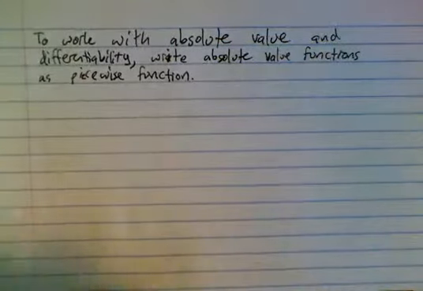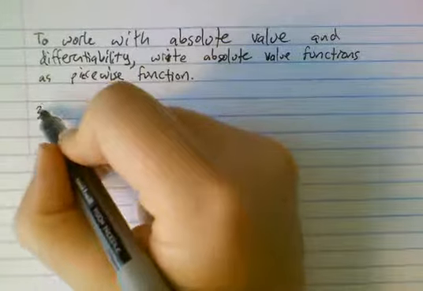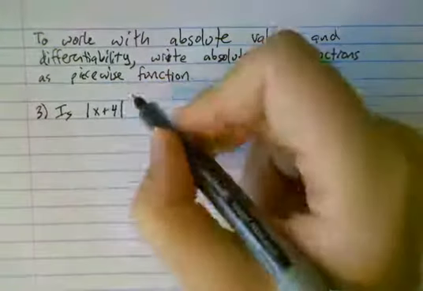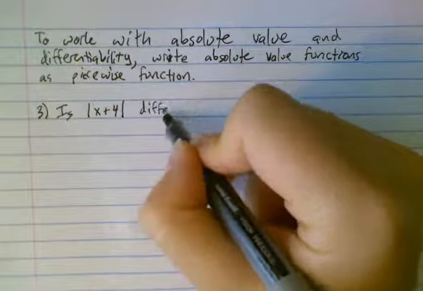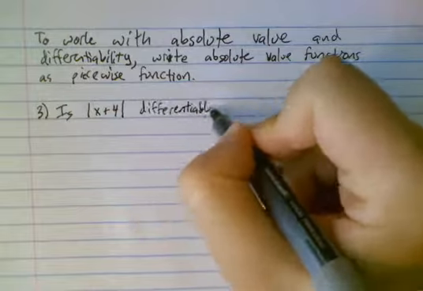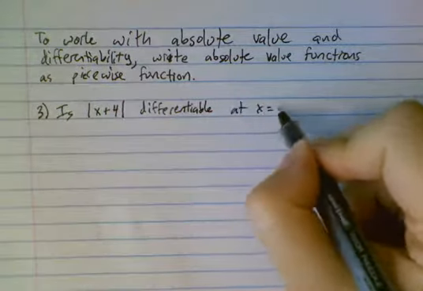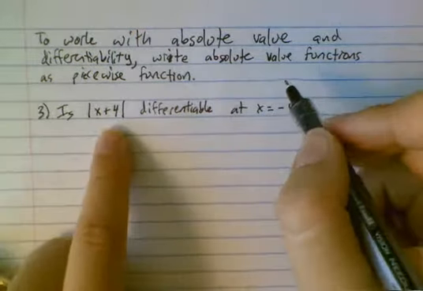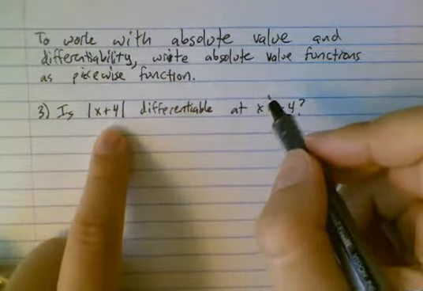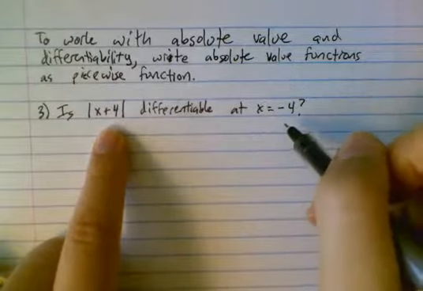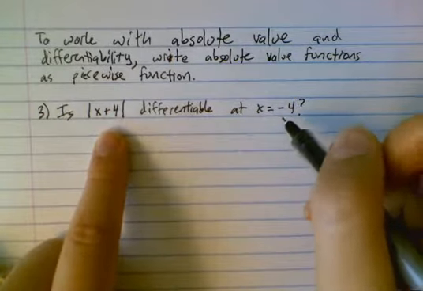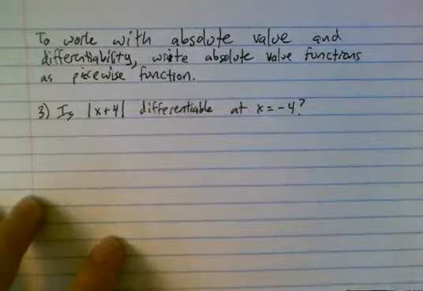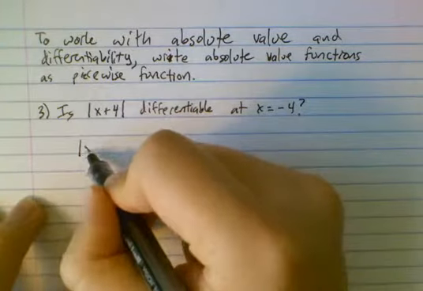So, for example, is absolute value of x plus 4 differentiable at x equals negative 4? Now, if you know your parent functions and you know the shape of this and you know your transformations, you know that it's a V shape with a sharp turn at x equals negative 4, and so it's not differentiable. But even without knowing the graphs, if you just split it up and write it as a piecewise function, it'll be fine. So let's write it first.